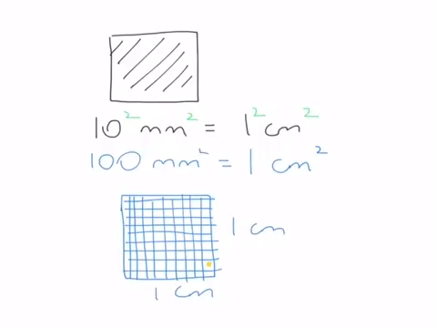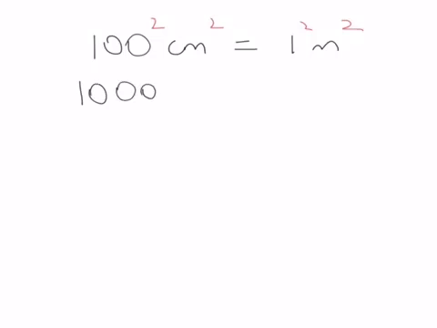The same idea goes for the conversion between centimetres squared and metres squared. We know that there are 100 centimetres in a metre. If I go along and square everything, 100 squared is 10,000 centimetres squared equals 1 metre squared. So there are 10,000 centimetres squared in 1 metre squared.